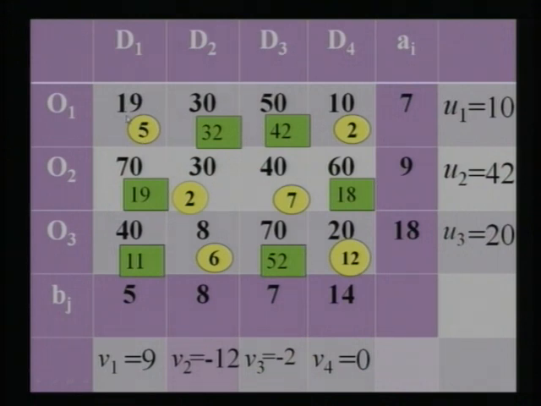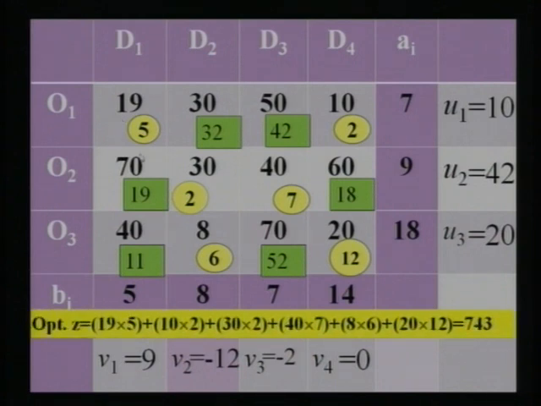Okay, cost, what is 19 here? 19 was the cost of transportation for 1 unit of item. So for 5 items, it is 19 into 5, 95 rupees. If you do it this way, you can calculate the total cost of transportation: 19 into 5, 10 into 2, 30 into 2, 40 into 7, 8 into 6 and 20 into 12. So it turns out to be 743. So the cost of transportation is 743.